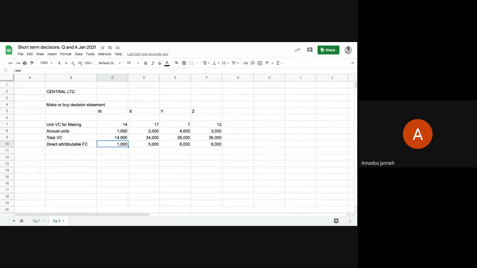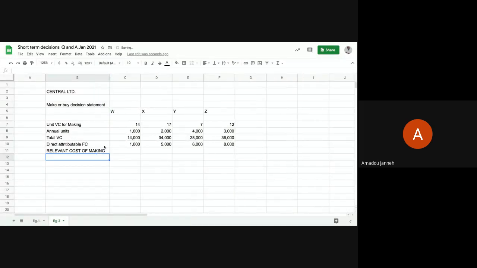So now, what do we do? Let's calculate our relevant cost of making, which will be our total relevant cost of making. So our relevant cost of making. So let's calculate our total relevant cost of making. So what are we going to add? Which numbers are we going to add?